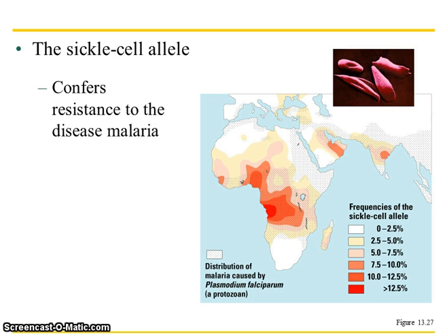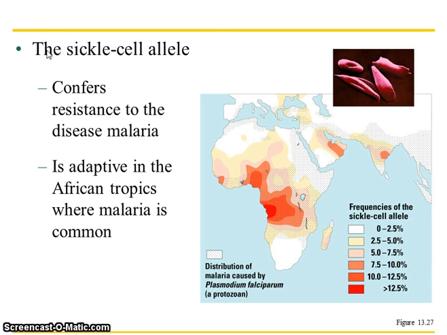The sickle cell allele, that trait that makes our red blood cells oddly shaped, is actually helpful against malaria. Malaria, that protozoan, can't infect these cells. So if you're in a malaria infected area, having the sickle cell trait would be helpful. You wouldn't get malaria. This means that it actually confers a benefit there.